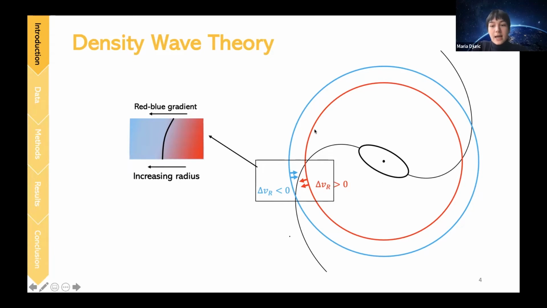The red and blue lines are concentric circles. The stars at smaller radii will move outwards to fall into the spiral potential well, leading to an increase in radial velocity. And stars on the outside of this density wave will move inwards, which leads to a decrease in radial velocity.